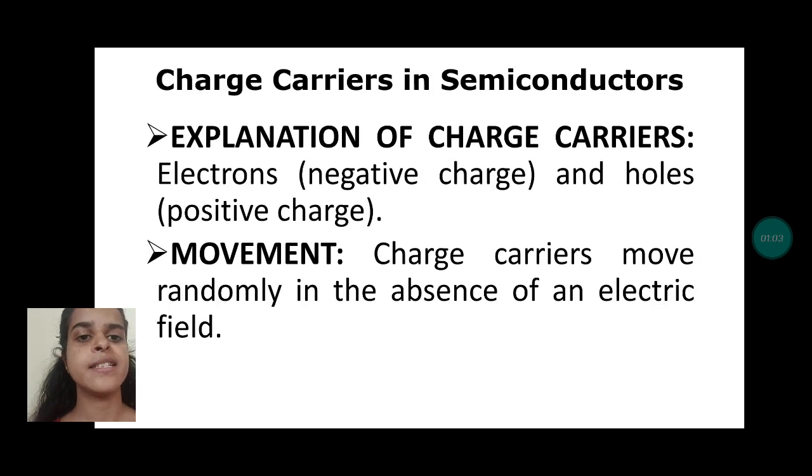And charge carriers in semiconductors. Electrons act as a negative charge and holes act as a positive charge. Charge carriers move randomly in the absence of an electric field.